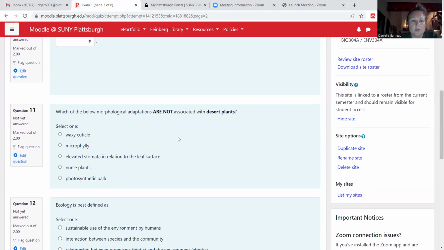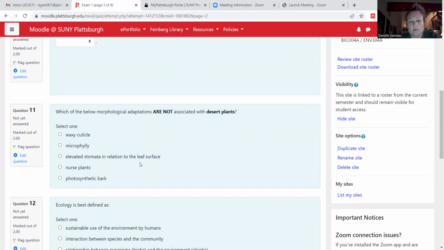Question 11, which below are morphological adaptations that are not associated with desert plants? So you can go through the list here. Waxy cuticle, check, right? That makes sense. It's going to prevent water loss. Microphylla, remember phylla means leaves, micro is small. So the smaller your leaf, the less it's going to heat up, less water that could potentially be lost. Those seem to make sense.